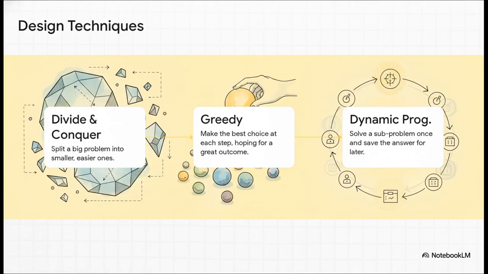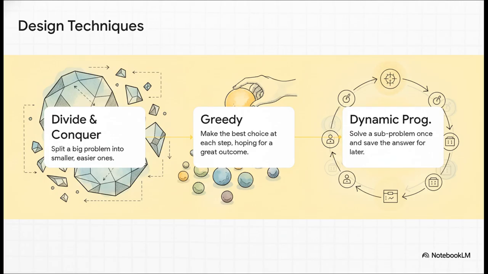And just like real architects have different design philosophies, algorithm designers have their own core strategies. The divide and conquer approach breaks a massive problem down into tiny, easy-to-solve pieces. A greedy approach makes the best possible choice at every single step, just hoping for a great overall outcome. And dynamic programming is the really efficient one.